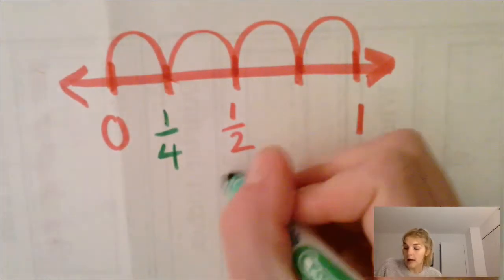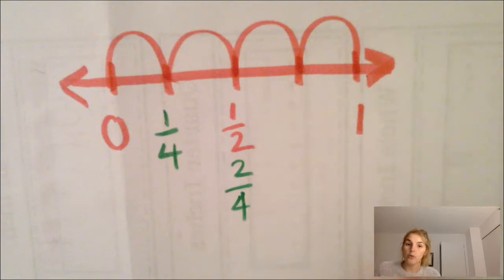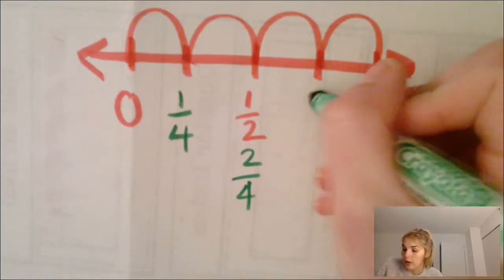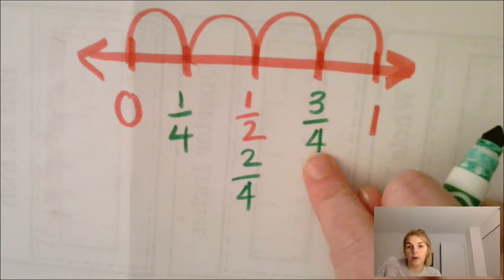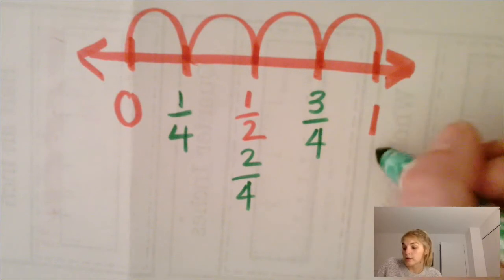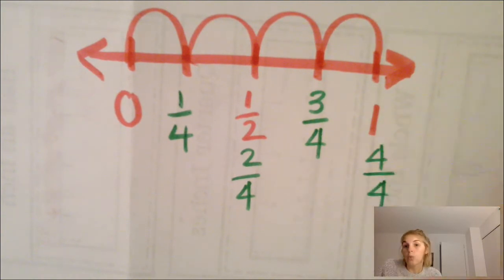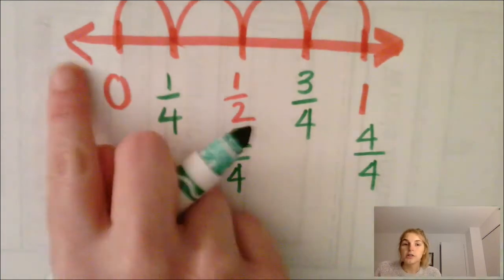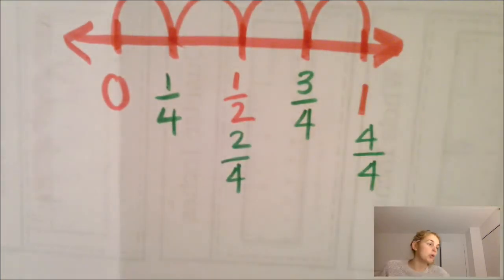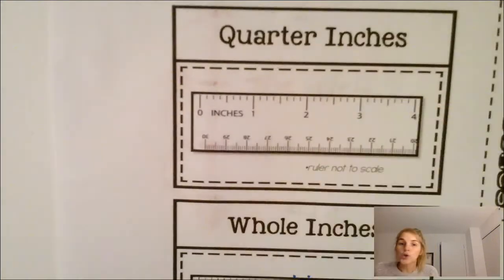This is 1/2, or the second of 4 hops. This point here is 3/4, the third of 4 hops. And last but not least, we have 1, which is the same as 4/4, 4 out of 4 hops. So this is going to help us when we're using our rulers today, because we are going to use those points to help us.